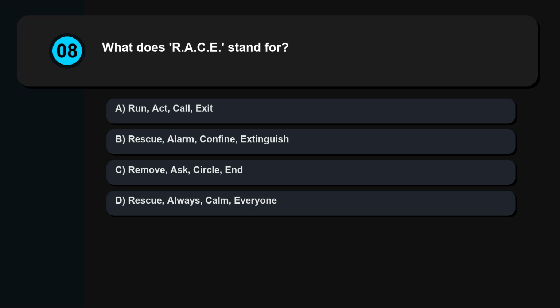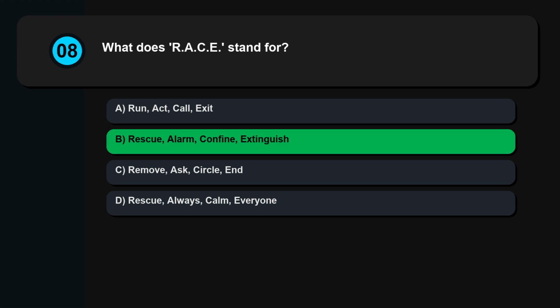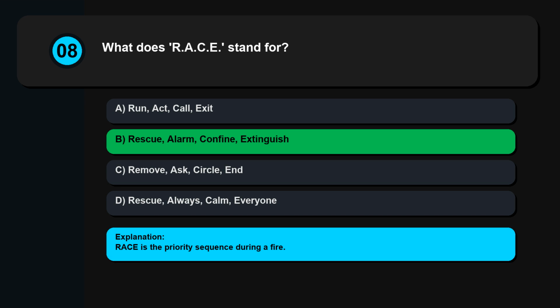Question 8. What does RACE stand for? Run, act, call, exit. Rescue, alarm, confine, extinguish. Remove, ask, circle, end. Rescue, always, calm, everyone. RACE is the priority sequence during a fire.